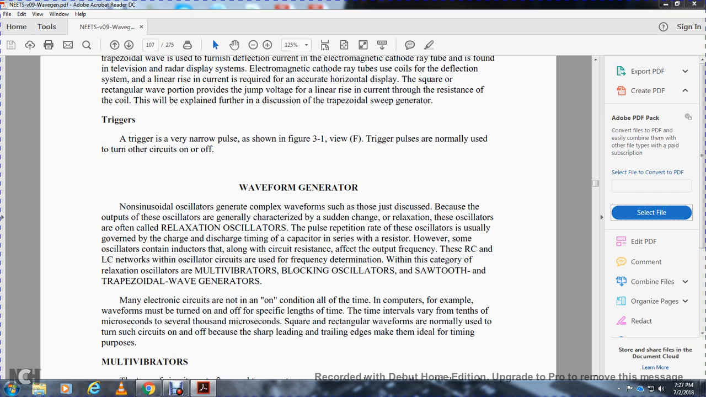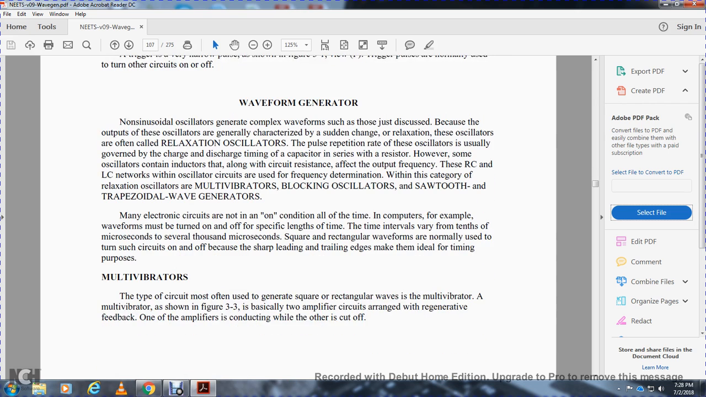Wave generators. Non-sinusoidal oscillators generate complex waveforms. The output of the oscillator is generally characterized by a sudden change, so these oscillators are called relaxation oscillators. The pulse repetition rate of the oscillator is usually governed by the charge and discharge timing of the capacitor and the value of the resistor. However, some oscillators contain inductors that, along with the circuit resistance, affect the output frequency. These are resistor-capacitor or inductor-capacitor networks, which oscillator circuits use for frequency determination. The category of relaxation oscillators includes multivibrators, blocking oscillators, and sawtooth and trapezoidal wave generators.